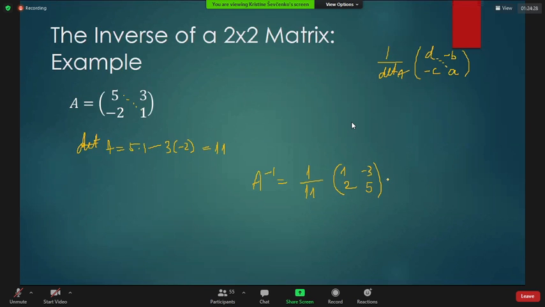Now the remaining thing is, we can, or sometimes we choose not to, bring the factor 1/11 into the matrix. So we could have 1/11, minus 3/11, 2/11, and 5/11. So this is the final answer. However, in many cases, we leave this clumsy factor outside. We just leave it outside.